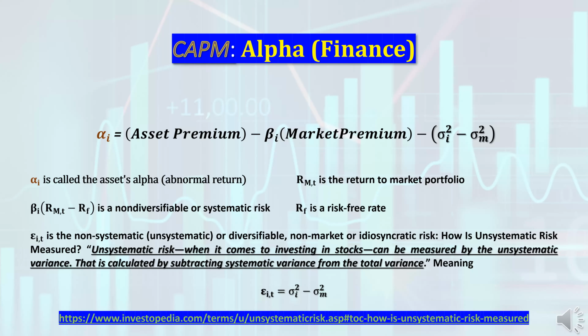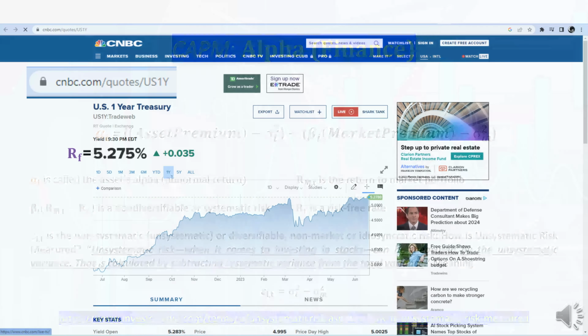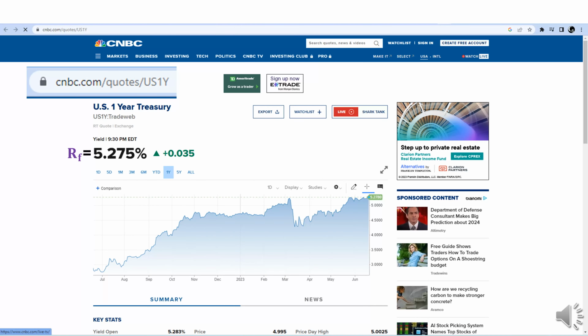Epsilon can be decomposed into the difference of the square of the two standard deviations as shown below. With this final form of alpha, one can begin the process of calculation and analysis. Adopting the 1-year U.S. Treasury rate makes finding the risk-free rate simple. In this case, one can look up the rate directly on the CNBC website as shown. For the day shown, the risk-free rate is 5.275%.